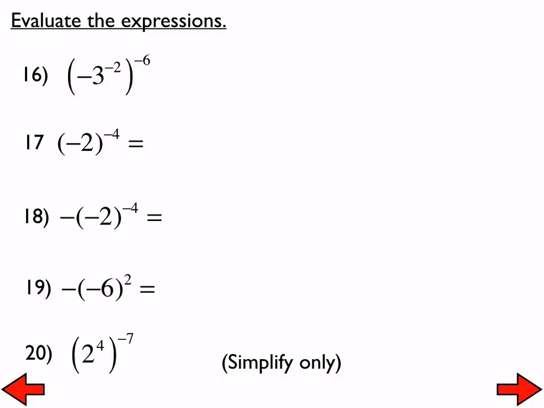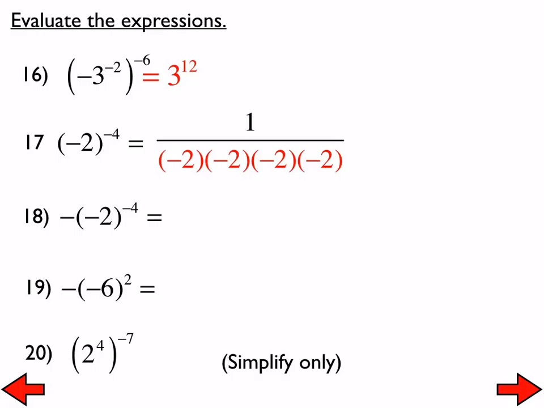So number 16, it flips twice. The negative does not square, but it does repeat in the power of 6. So we have positive 3 to the 12th power. Not a fraction because it flipped twice. Number 17, volunteer. Yes, sir. I got 1 over 16. Positive or negative? Positive. So this will be positive 1/16. You are correct because we flip it and 4 negatives makes positive.